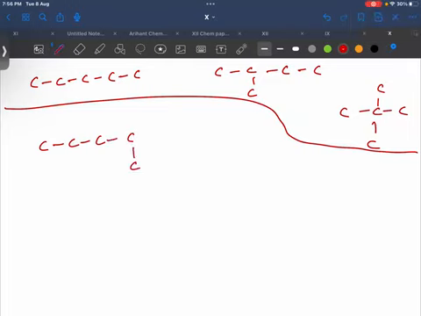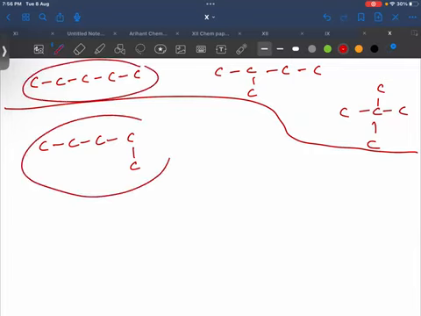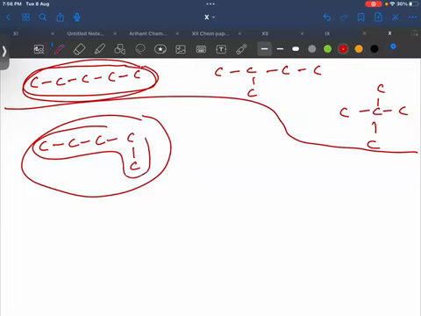Okay guys, you have repeated this mistake again. This and this are same, because you have to choose the parent chain. In this, the parent chain has 5 carbon atoms, and in this one also it is continuous. Okay, sir. Both have 5 carbon atoms. So this and this are same. Any other doubt?